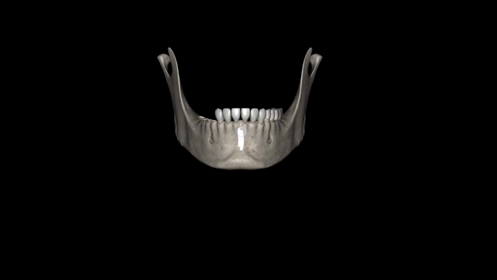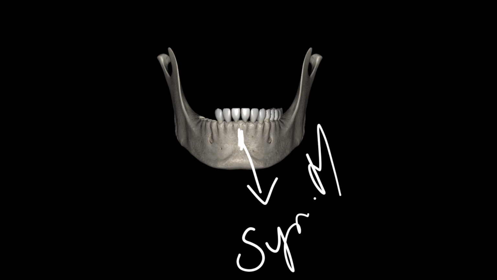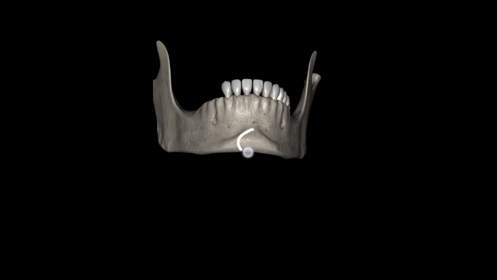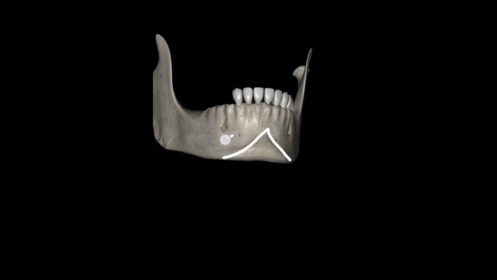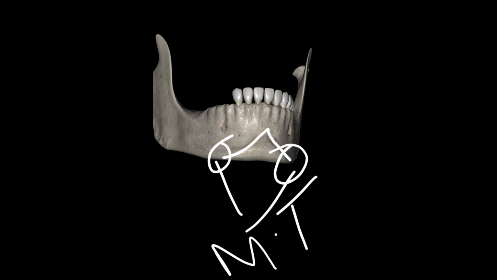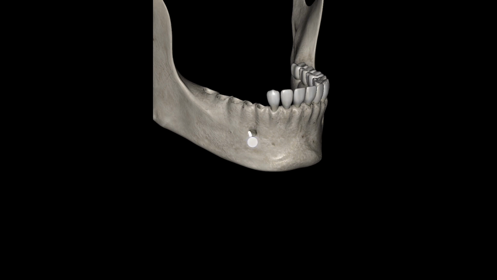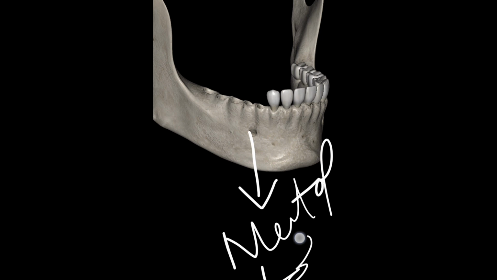This is the middle of the mandible, known as symphysis menti. You may appreciate this protuberance, which is the mental protuberance, something elevating and protruding. And these are mental tubercles. Then here comes a foramen through which the mental nerve passes, the mental foramen.